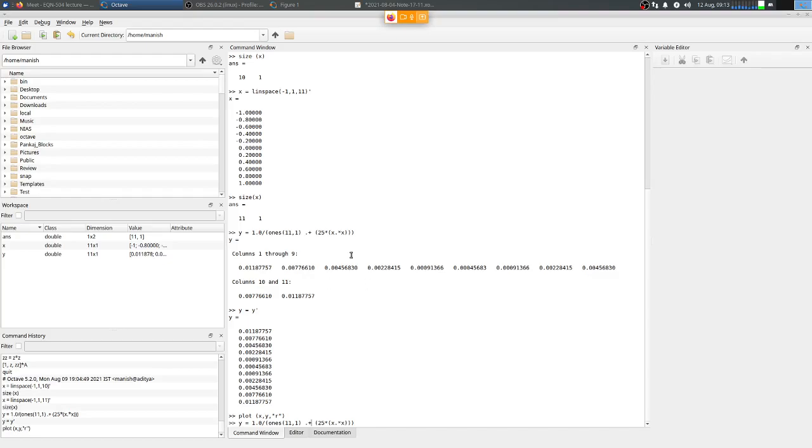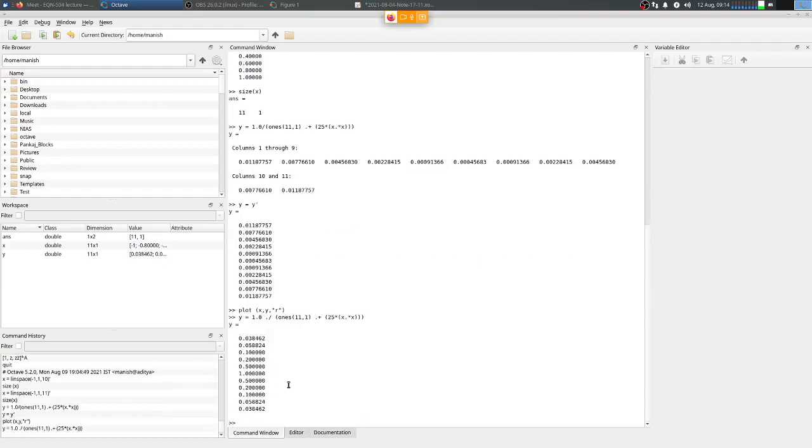Is something wrong? Let me just look. Sir, I think a bracket is missing here. Pardon? Bracket is missing, sir. Okay. Yes, sir. It should be again... Yes. So division should also be term by term division.